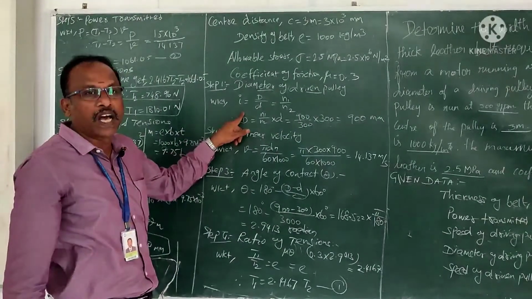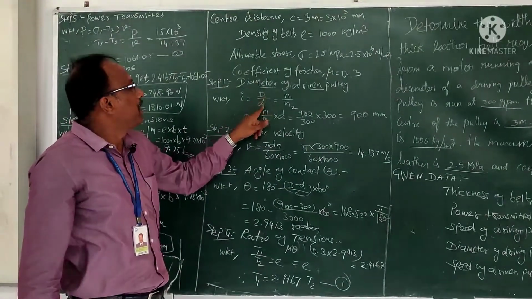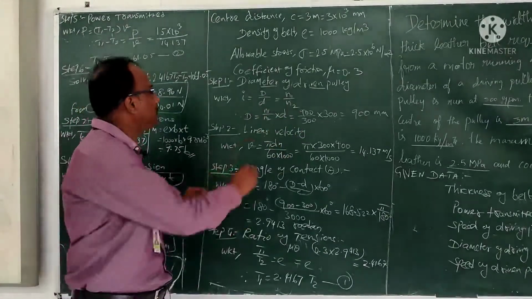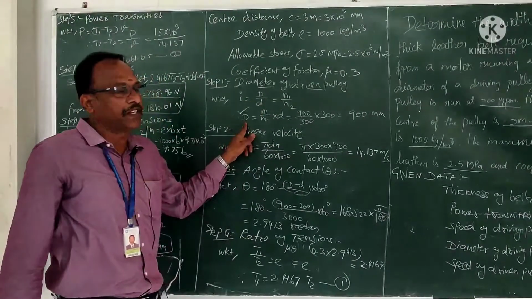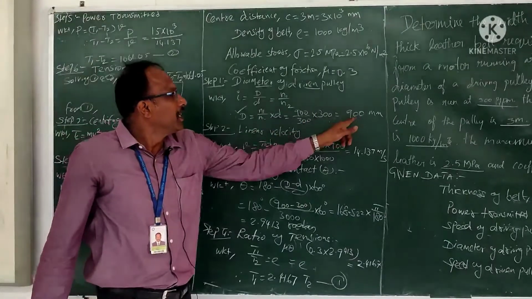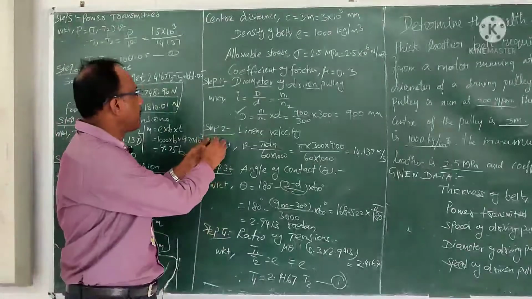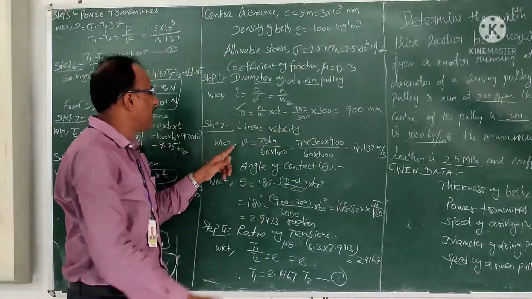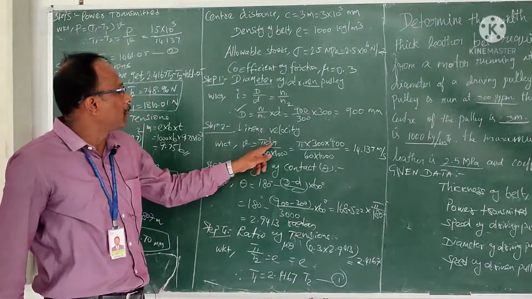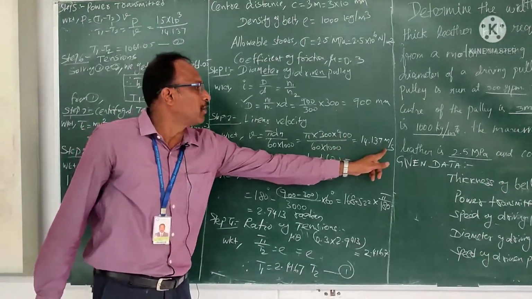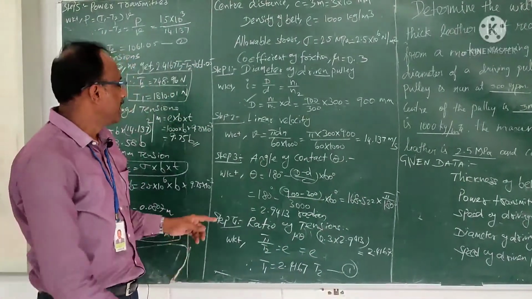We know the formula i equal to D by d, which is also equal to N1 by N2. Using this relationship, capital D, the diameter of the driven pulley, is calculated. Substituting the values we get 900 millimeter. Second step, we need to calculate the linear velocity. We know that V equal to pi d N by 60 into 1000. Substituting the values we get 14.137 meter per second.